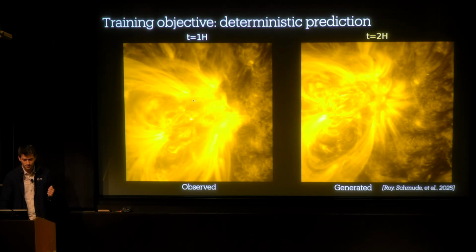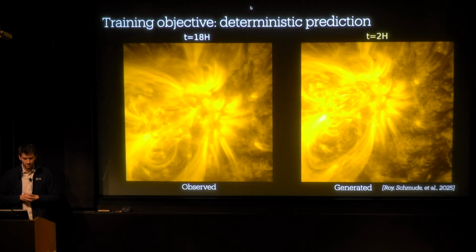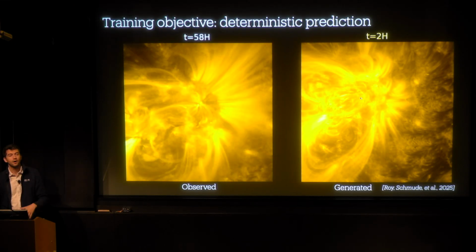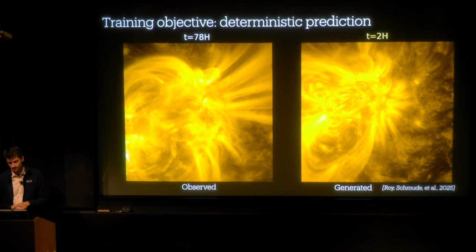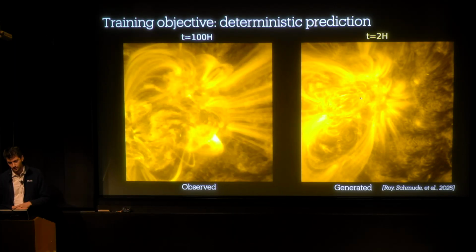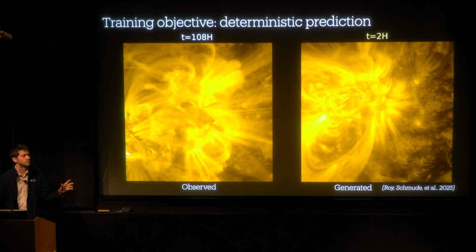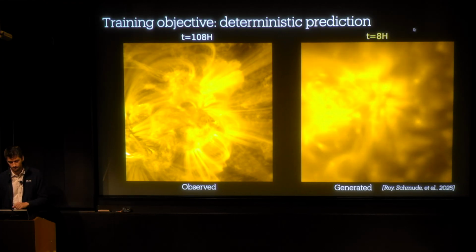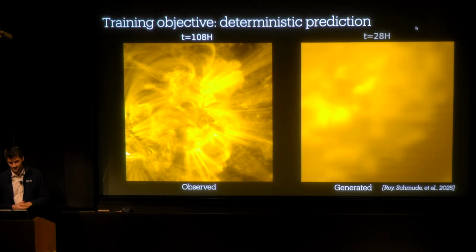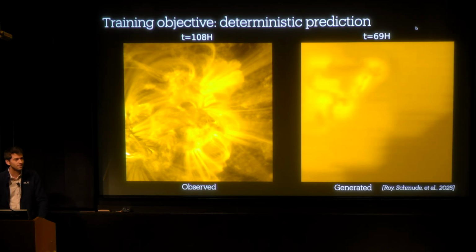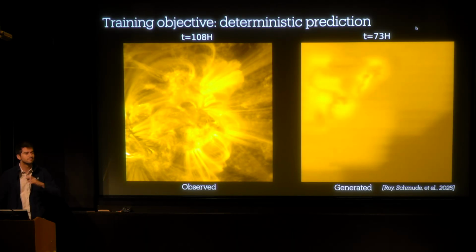This is an observation. And this is a generation on the right of a model that was trained a few months ago by people at IBM and NASA with this training objective, next step prediction. So there is definitely smoothing. The structures that you see are disappearing very fast.